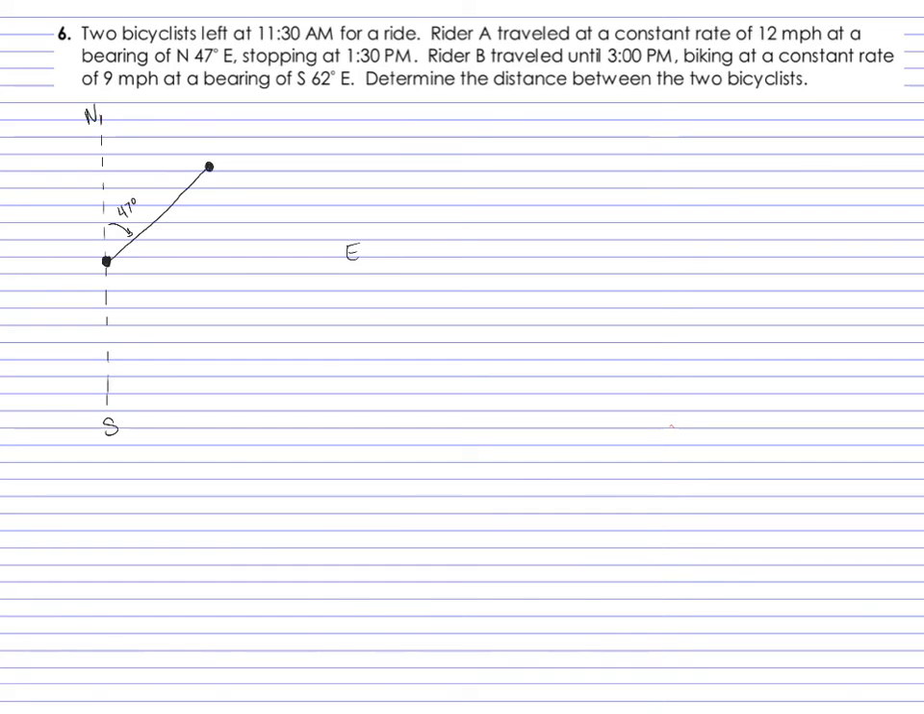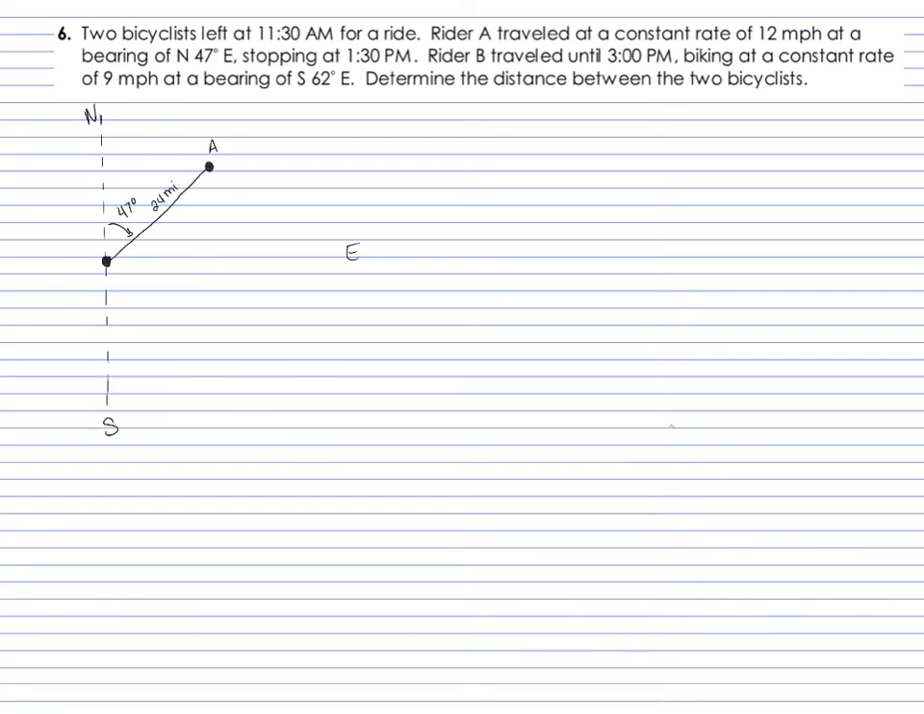Since they were traveling at 12 miles an hour and they rode from 11:30 to 1:30, they traveled for 2 hours. So 12 miles per hour tells us that they're going to have traveled for 24 miles. That's how we're going to use that time and that distance. So here's bicyclist A. Rider A. And here's rider B.